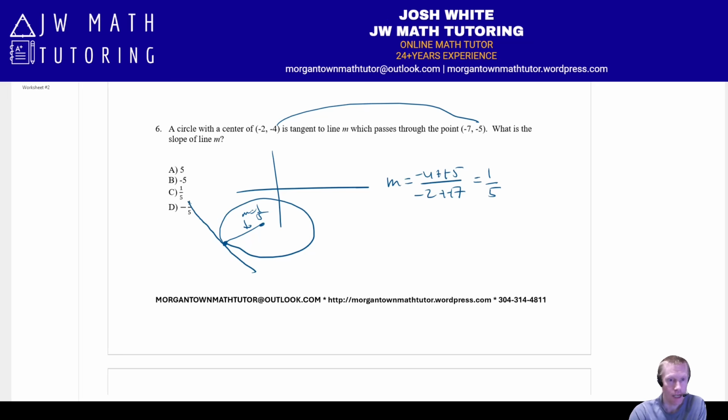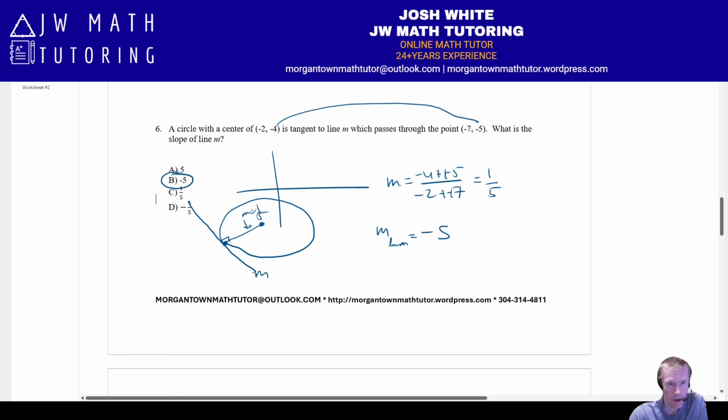Now, any line which is tangent to a circle is perpendicular to the radius drawn from the center to that point of tangency, i.e. we have a right angle. That means the slope of this line M must be the opposite reciprocal of this number. So therefore the slope of line M is going to be -5. So the correct answer for this one is going to be letter B.